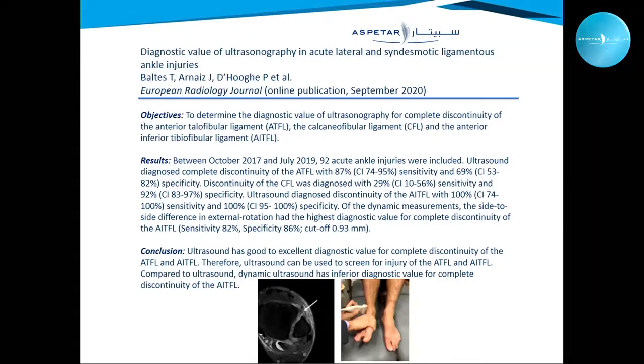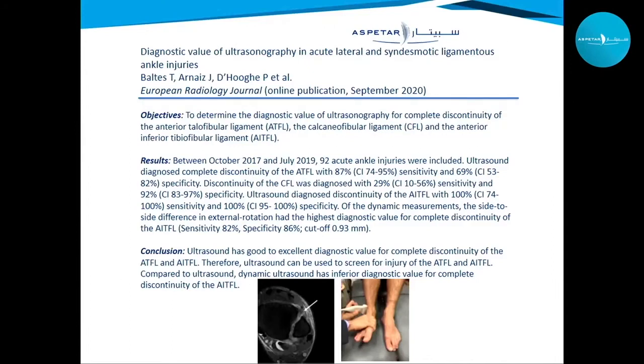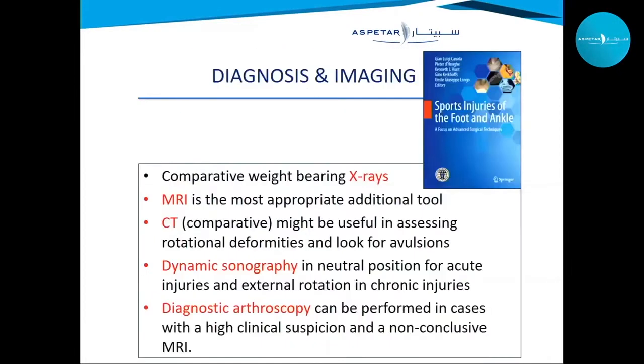Well, our data showed that an ultrasound has good to excellent diagnostic value for complete discontinuity identification of the lateral ligament, ATFL, and the AITFL. So here we are. You don't even need your fancy material in the initial assessment. You can stick with your ultrasound and master that. That's new, that's helpful, and that's a good message to all of us. Of course, there are MRIs, CT scans, and diagnostic arthroscopies. We all know that, and we can read about it in a more specific way.